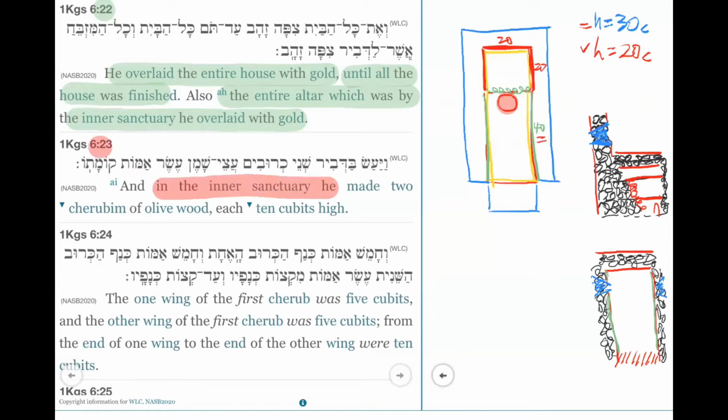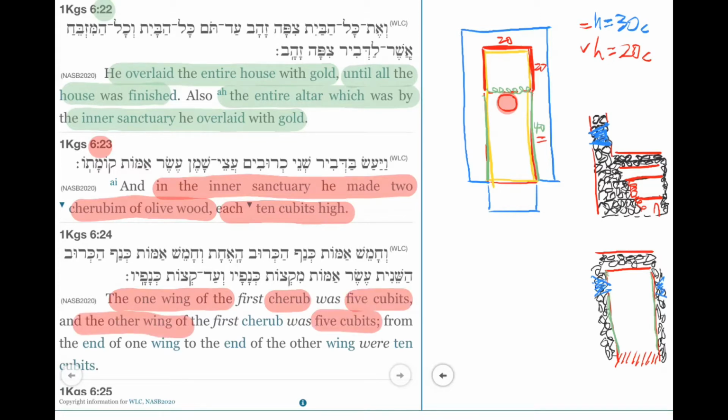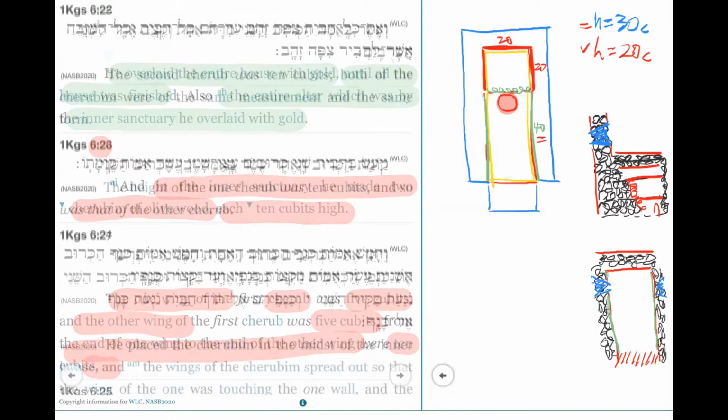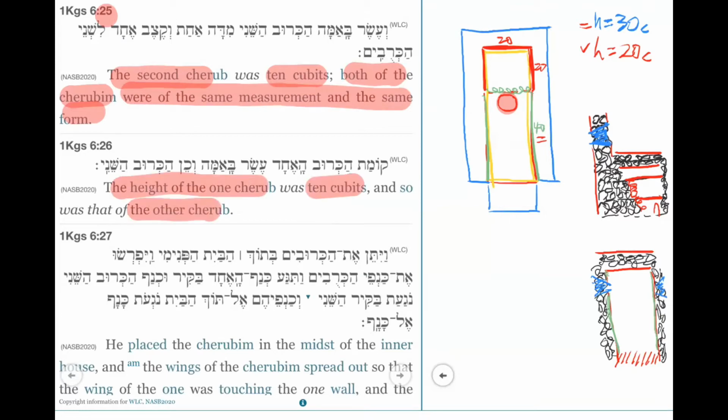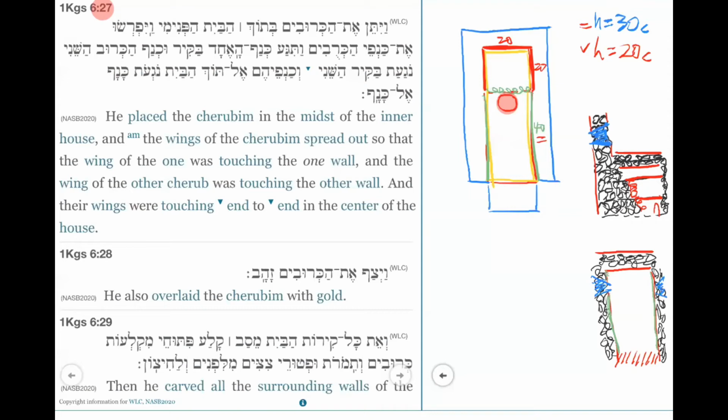And in the inner sanctuary, he made 2 cherubim of olive wood, each 10 cubits high. The wing of the first cherub was 5 cubits. The other wing was 5. From one end of the wing to the other were 10 cubits. Let's continue reading first. The second cherub was 10 cubits. Both of the cherubim were of the same measurement and the same form. The height was 10, the other the same. Verse 27.